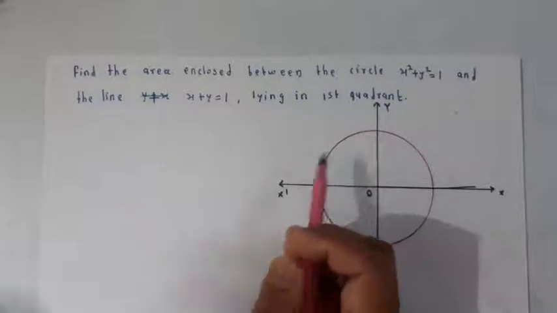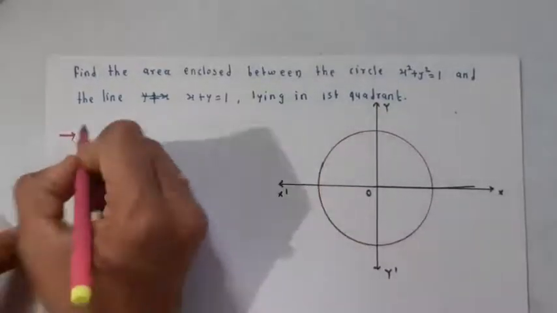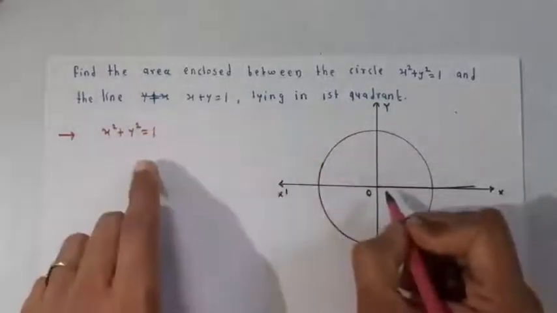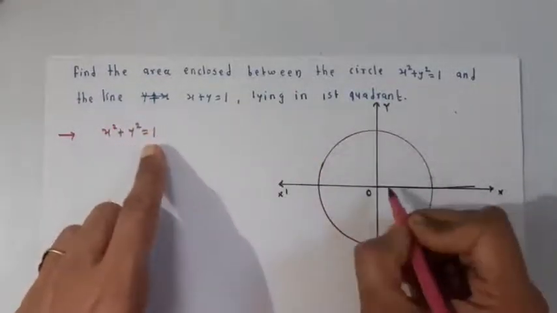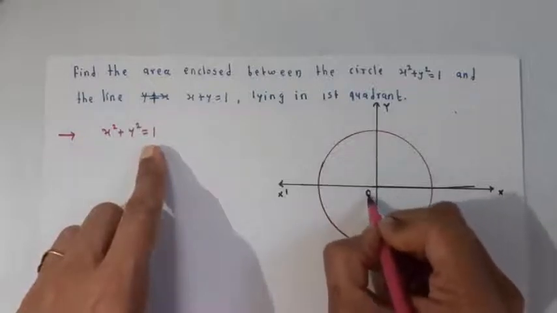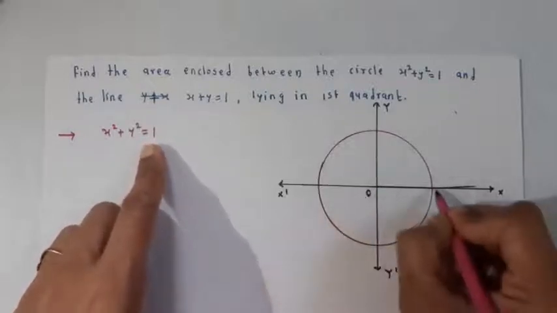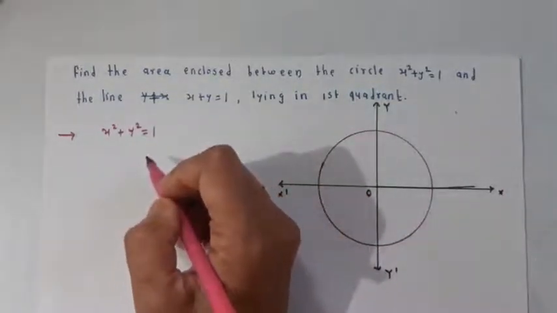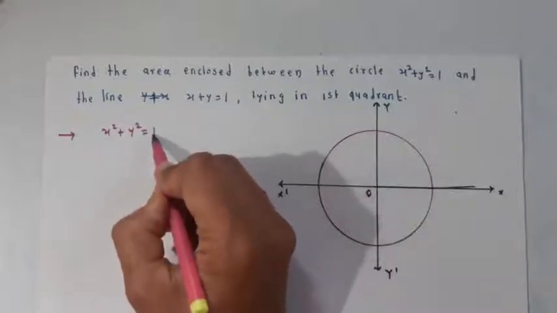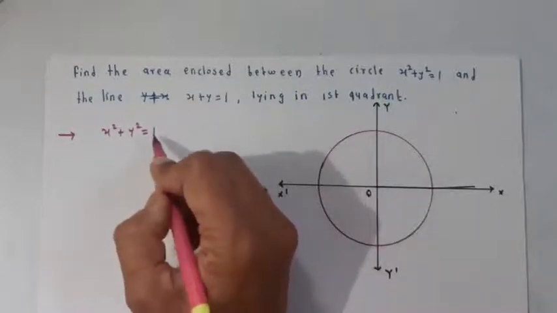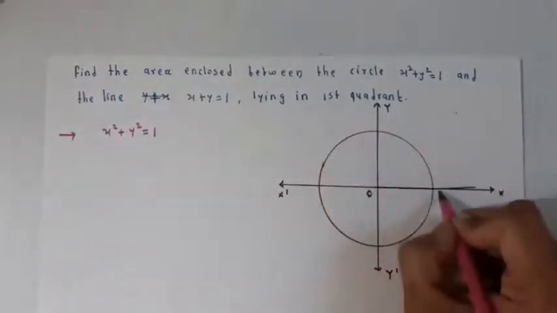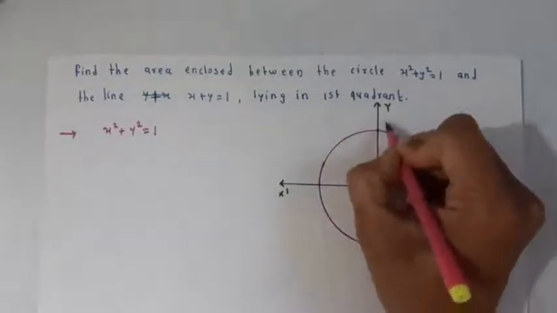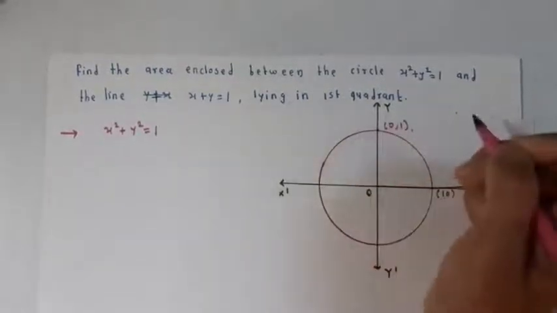Okay, so the circle is x square plus y square equal to 1. Obviously the circle is the standard circle, that means its center is at origin, and the radius of the circle is 1, that is x square plus y square equal to a square. Here a square equal to 1 means a equal to 1, hence the radius of the circle is 1, and this is the coordinate 1, 0. This is 0, 1, like this.